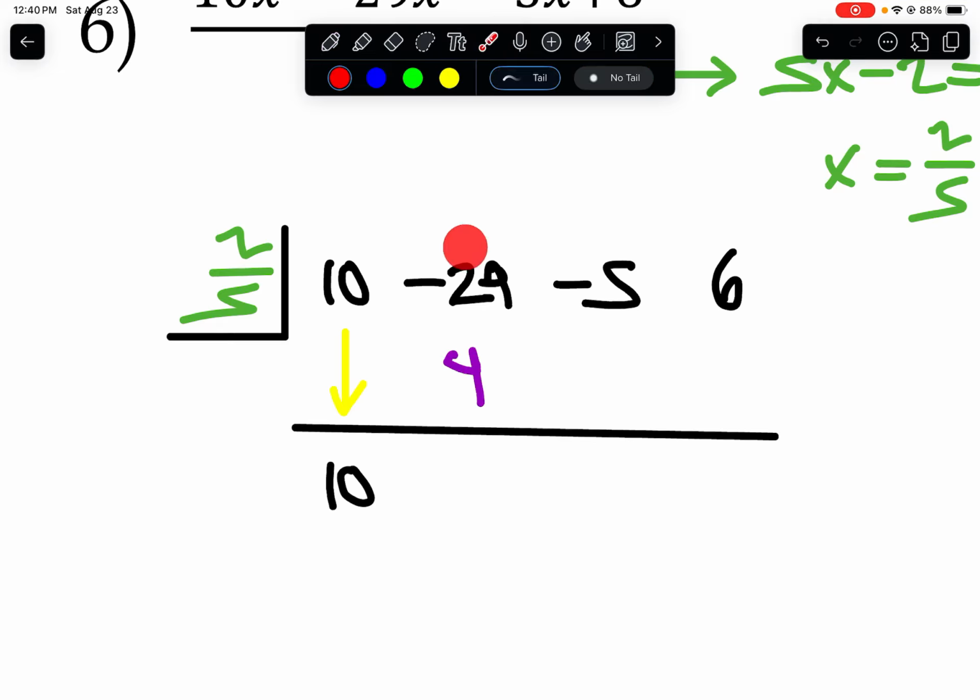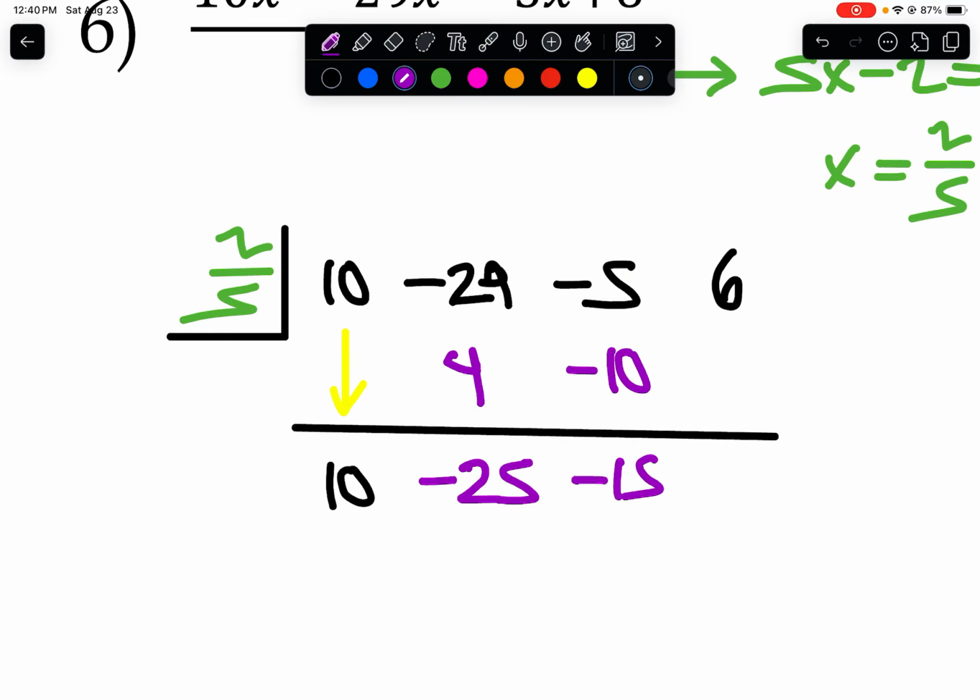And then we're going to add these numbers together. So negative 29 and positive 4 make a negative 25. So now negative 25 times 2 is negative 50. Negative 50 divided by 5 is going to be negative 10. Add these numbers together, so that's going to give you negative 15. And then negative 15 times 2 is negative 30. Negative 30 divided by 5 is going to give you a negative 6. So we get 0 here.